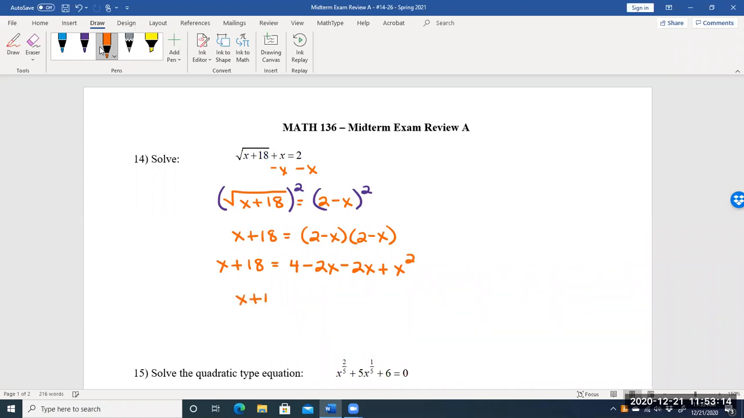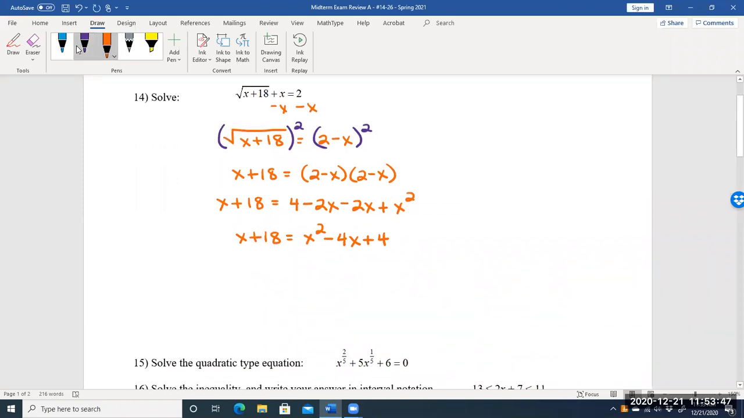Let me make the right side of the equation look a little bit better. So first I'm going to write that trinomial in the order where our exponents are in decreasing order. So I want my x squared to come first here. So x squared will be first. I'm going to combine the negative 2x with the negative 2x to get a negative 4x. And then I'm going to put my constant of 4 in the back.